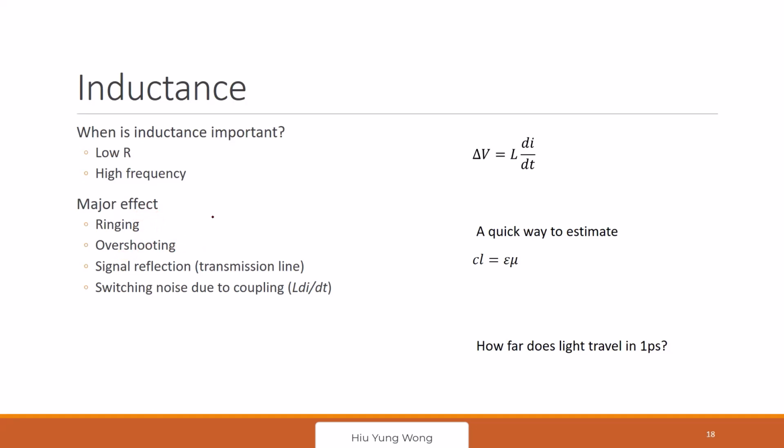So what is ringing? When you have a step, you go up, then it takes a long time to settle. And this can become noise and accidentally turn on or turn off a gate. Overshoot is even worse. It's also like ringing, but too much. And this can actually forward bias a diode in a transistor, right? And then you also get all this signal reflection and noise coupling.